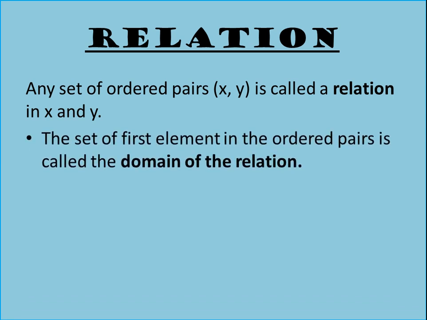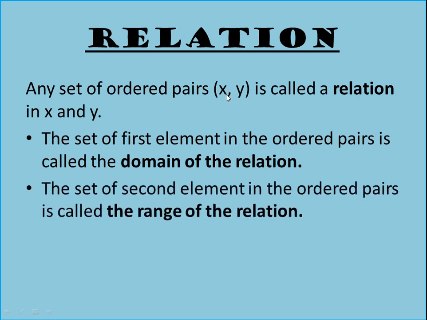Okay? The set of first elements in the ordered pairs is called the domain of the relation, meaning to say, lahat po ng first element, pag kinolekta po natin yan, ang tawag po sa kanila ay domain. Kinolekta mo naman lahat ng y values, ang tawag naman po sa kanya ay si range.